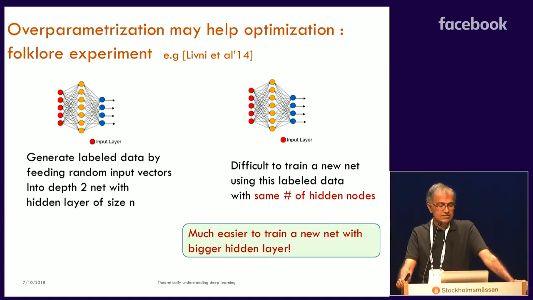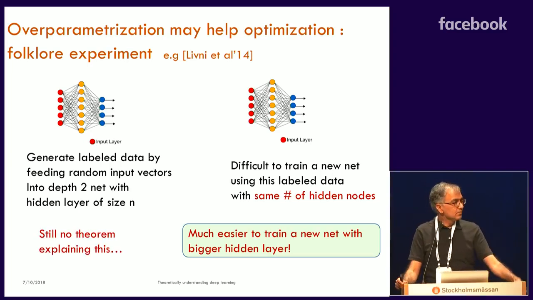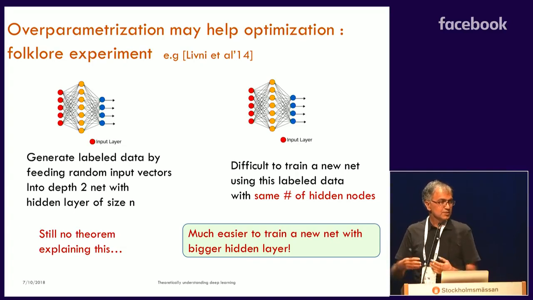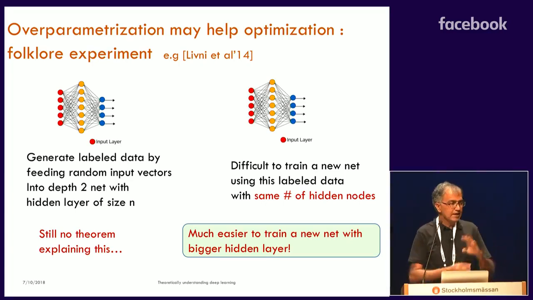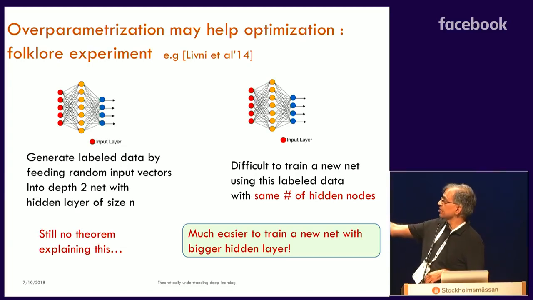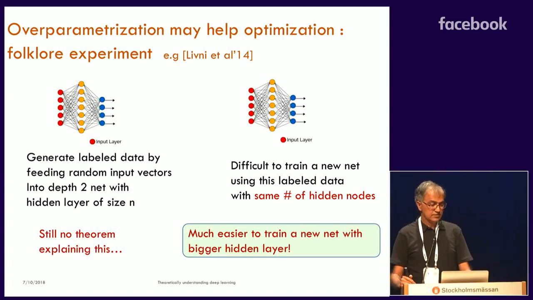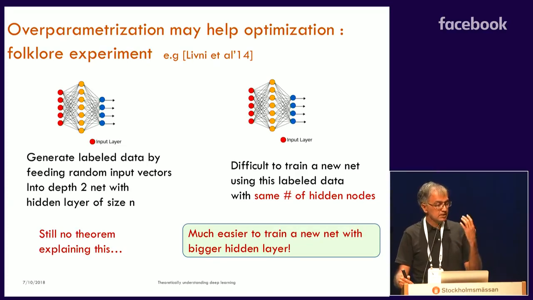And you would imagine that this should be something that we could prove, actually. But as far as I know, there's still no theorem explaining this. I've had a sequence of smart students to whom I mentioned this problem, and nobody has really made progress on it. There's some progress, but nobody has been able to prove it. You can even make any assumptions that you like, that the data was just Gaussian vectors that you're feeding into this net, maybe even the net has random weights, and still, it's very hard to prove this. So overparameterization seems to help optimization.